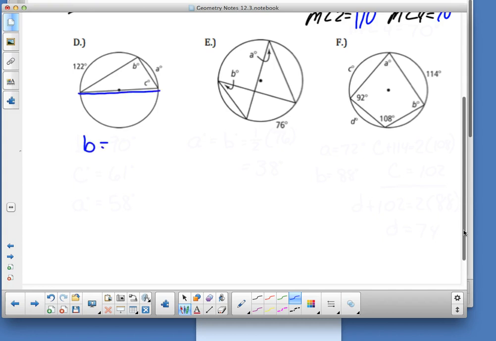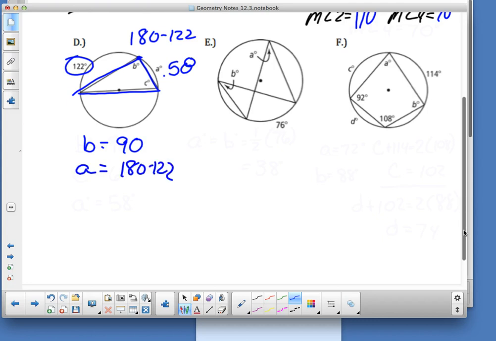Diameter. B is 90 right off the bat. Should know that right away. Okay, an inscribed angle with endpoints on the diameter is 90 degrees. That's the middle property at the top of your page. Okay? A, we don't know anything about yet until we see this 122. 122, 180 minus 122 gives me a 58. That is my value for A. A is equal to 180 minus 122 because this is the diameter, that's a half circle.